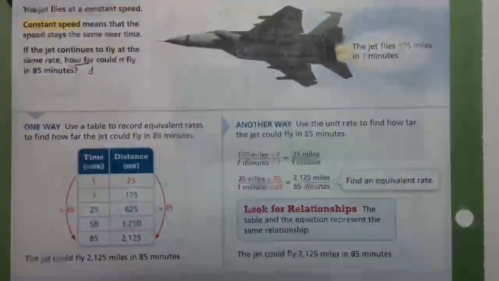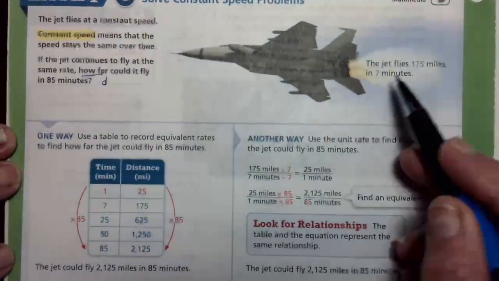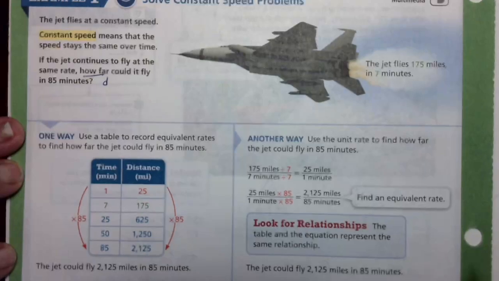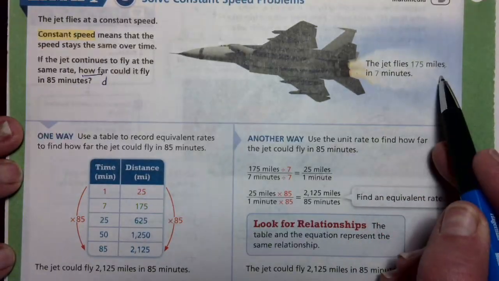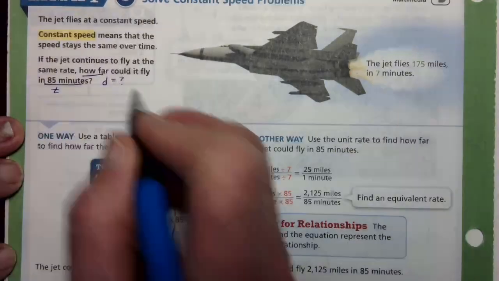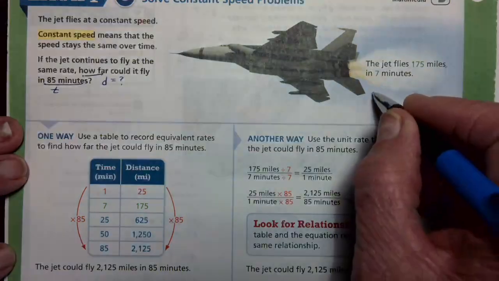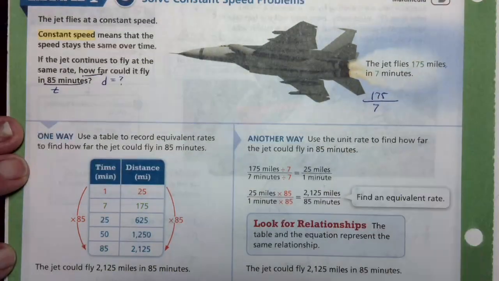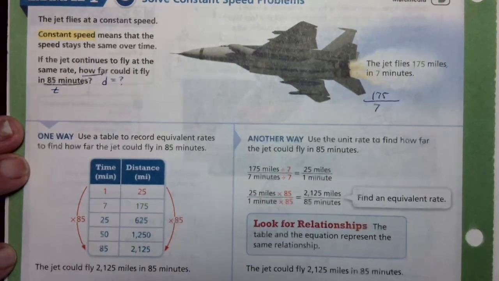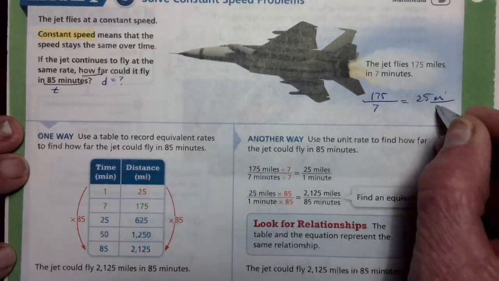Okay, so let's see what they said right here. The jet flies 175 miles in 7 minutes. So we're going to get our rate from here. We have a time, right here's a t. We're looking for a d, how far is the distance, and right here, here's our rate. The rate is 175 over 7. We need to turn that into a unit rate, so 175 divided by 7 is 25. So that's 25 miles per hour.